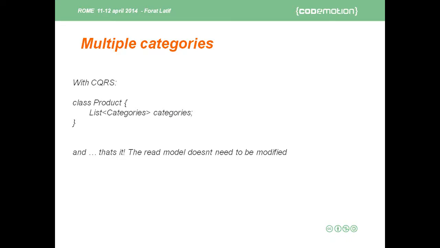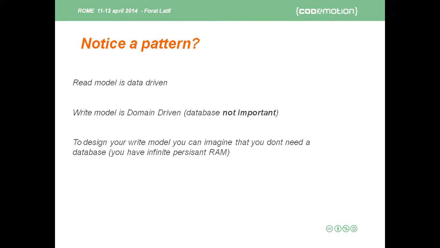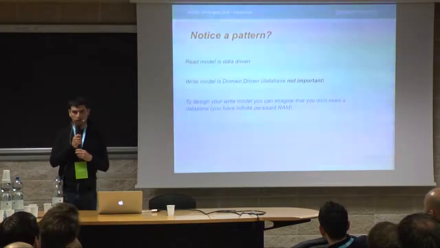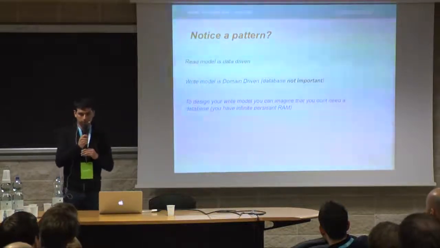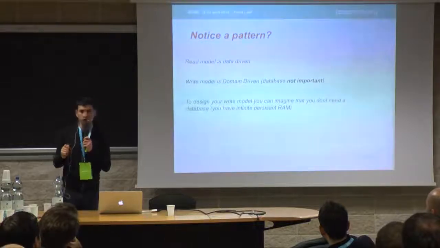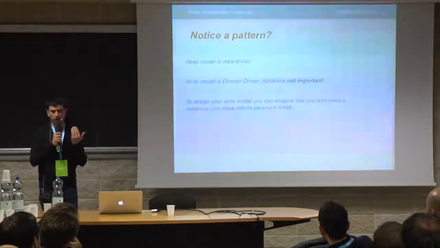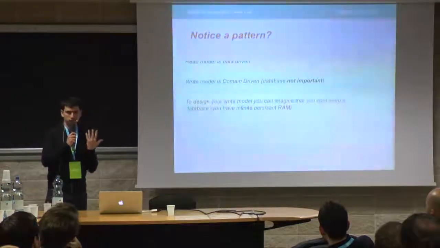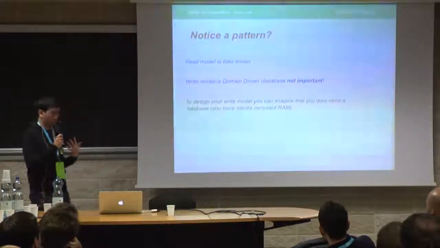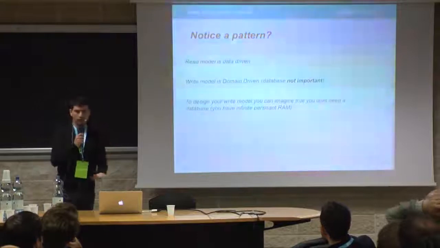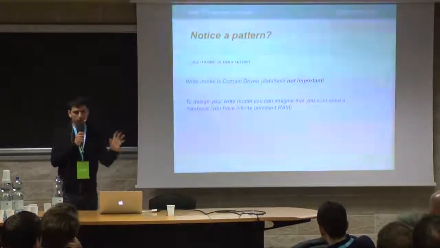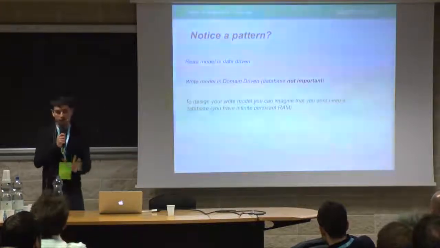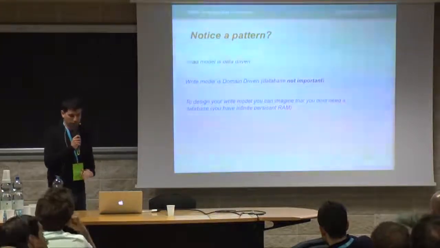So if you see a pattern, you'd see that read models are all about data. In fact, when we read a screen, or in that case, when we read a graph, all we care about is the data. We don't care about business operations. In fact, why should we load an object that has behavior just to show it on the screen? That's just data for the screen. And our write model cares about domains, domain rules. It cares about domain operations. So our write model is domain-oriented, and our read model is data-oriented. Separating those two things is fundamental.